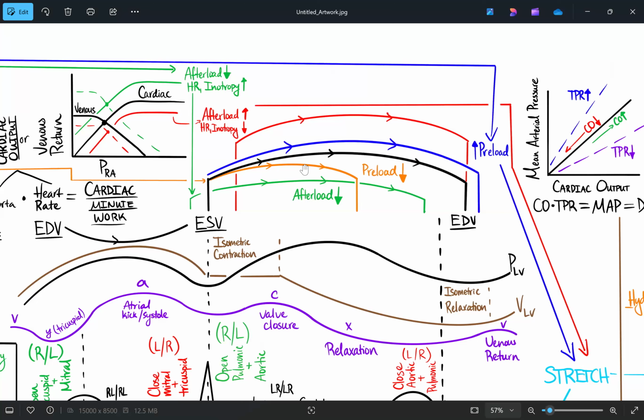The same is true for afterload, at least for end systolic volume, where if you have an increase in afterload, you're going to push out less volume, and so you'll end up with more volume. So that red shifting to the right means that you'll end up with a higher end systolic volume. And then your end diastolic volume should mostly be unchanged, but you could also argue that since you're not pumping as much, potentially pulling more, but generally not.